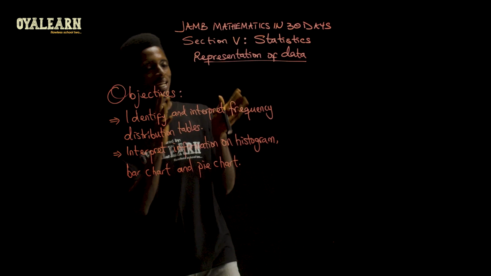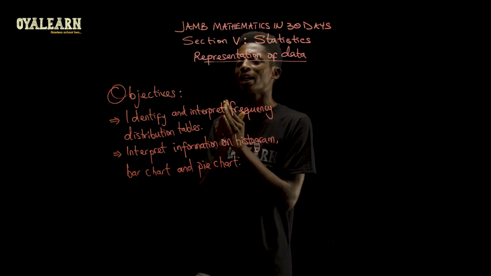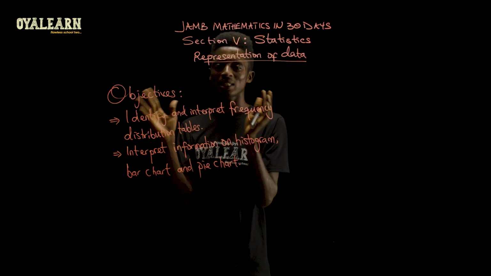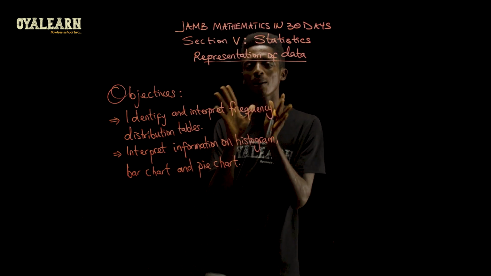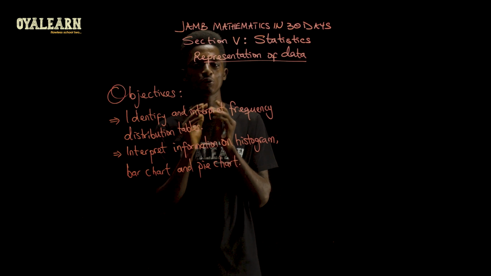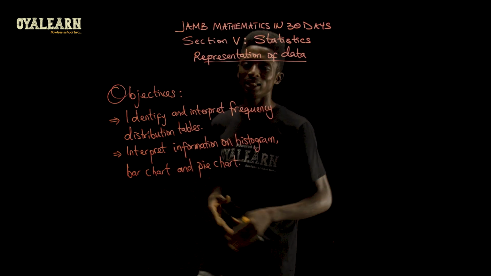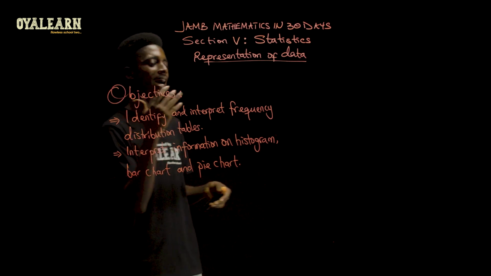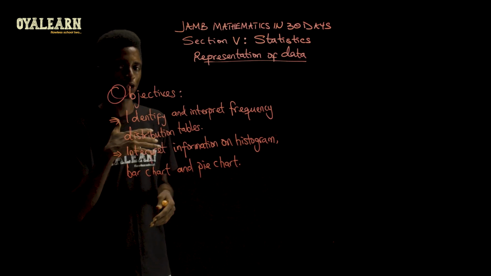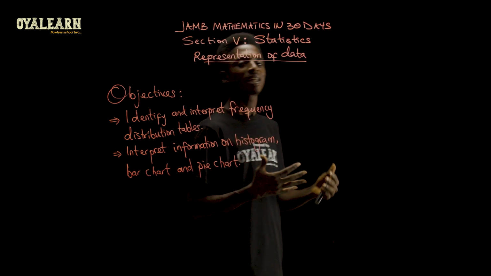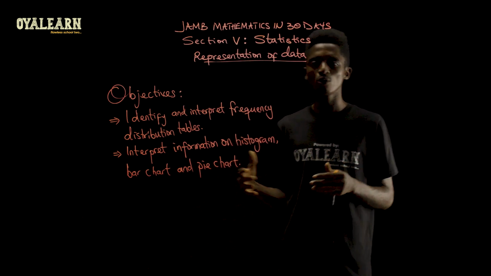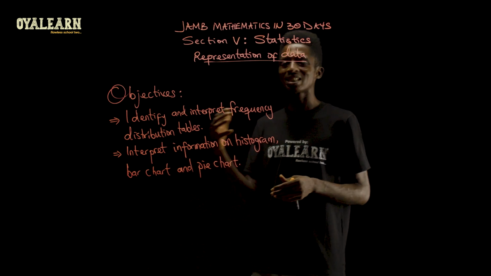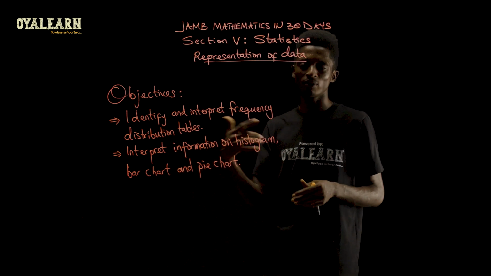So here in day 19, what we'll be looking at is representation of data, and it's part of statistics. And what Jamb expects every candidate to be able to do before the exam are listed here in the objectives. So you're expected to be able to identify and interpret frequency distribution table. That is, if you are presented with a frequency distribution table representing a set of data, you should be able to interpret it and give meaning to some of the data that are there.